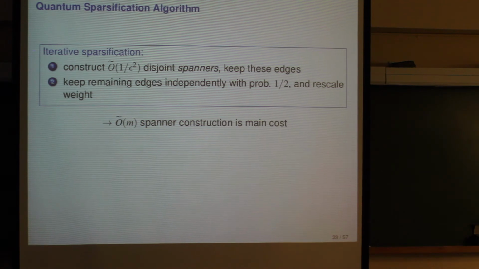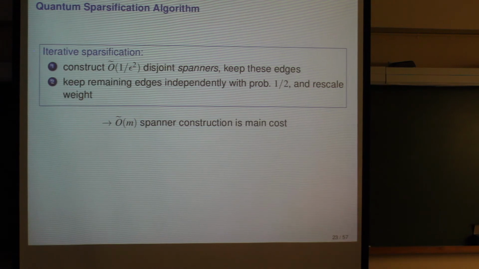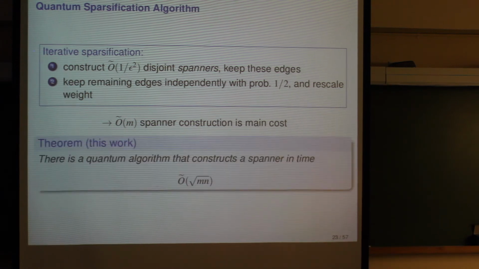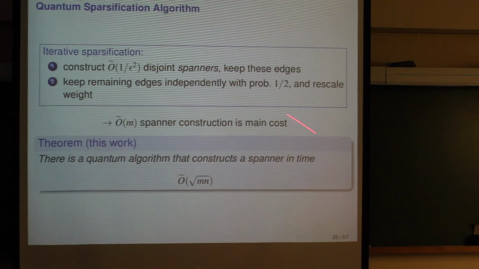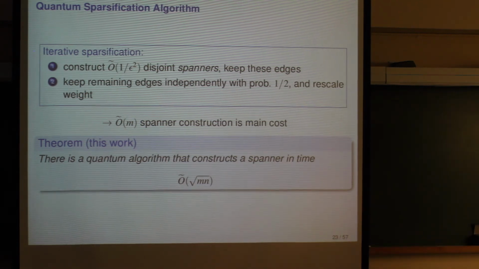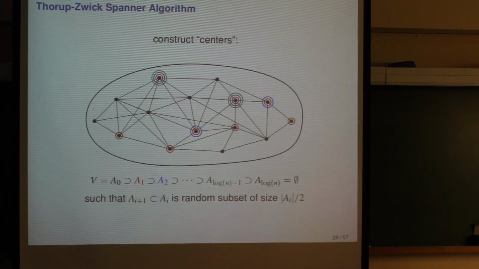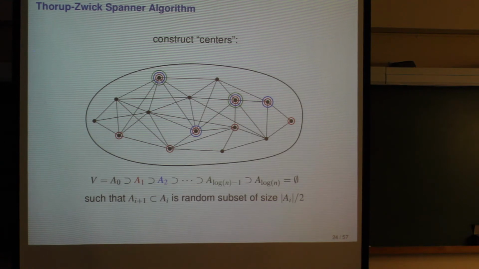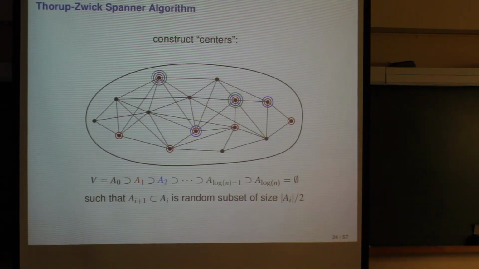So this was the iterative sparsification algorithm that I just showed. You construct a number of spanners which identify the important edges, and then you discard half of the remaining edges. So the spanner construction is the main cost, which has cost O tilde m, and so we want to improve that. So what we show is that there's a quantum algorithm that constructs a spanner in time O tilde square root mn. So that'll typically be the kind of improvement that we find. We go from m to square root mn, something like that. In the interest of time, I'm maybe not going to go through too much detail of this algorithm. Basically, there's a classical algorithm called the Thorup-Zwick algorithm, where you have a graph like this, and you take random subsets, but nested subsets.